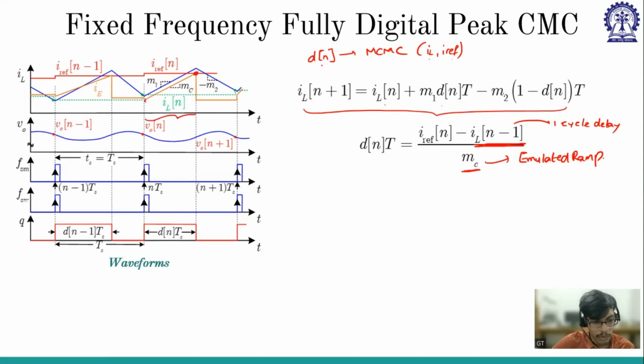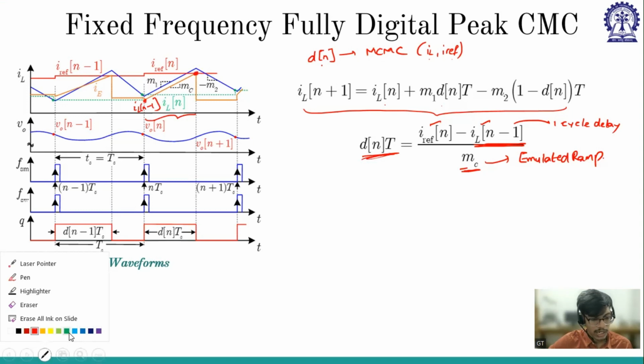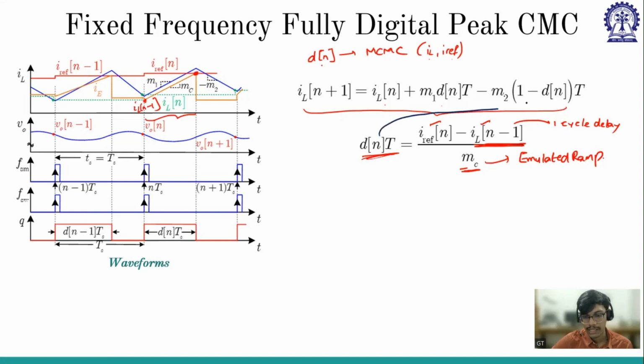So this is the valley point, which is IL of n minus 1. If you consider the slope, MC is equal to the peak point, which is I reference of n, minus the valley point, which is IL of n, divided by the slope. MC is nothing but the duty ratio. So this is the only difference between fully digital current mode control and mixed signal current mode control. Now, if you substitute this back and perturb, again what are we doing?